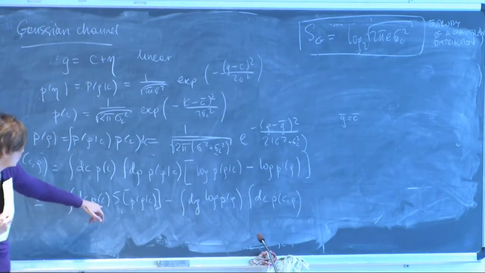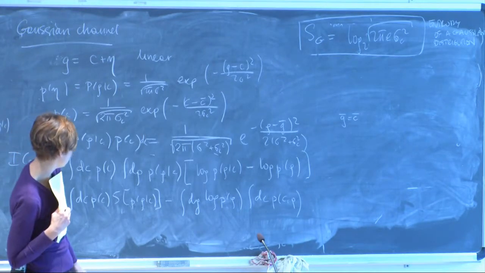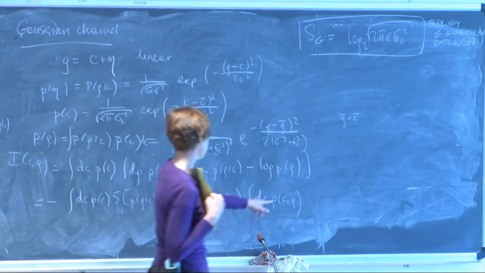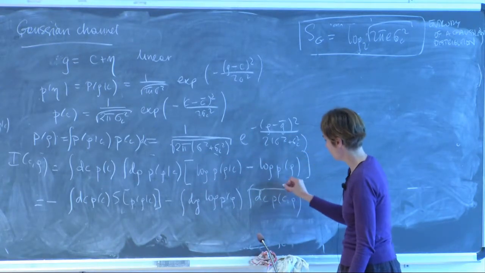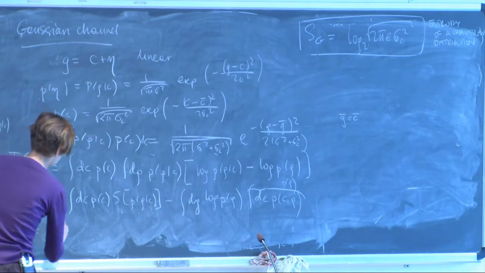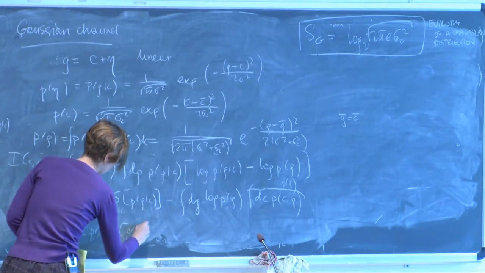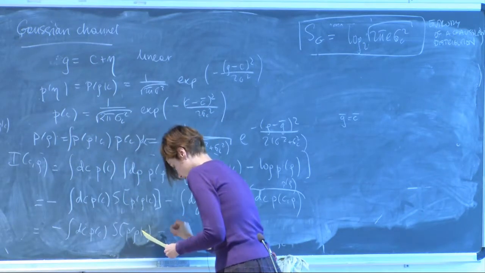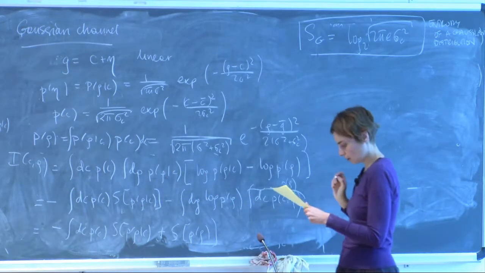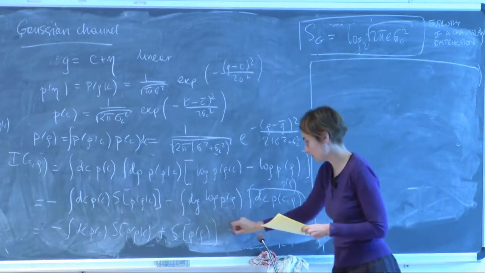Okay, so this one is simple. I have just P of G, log P of G, that's the entropy of that. Here, I have log of P of G times, I can collect this to be P of G, comma C, and then if I integrate this over C, this is just P of G. So this now gives me the entropy of P of G. Plus the entropy of P of G.